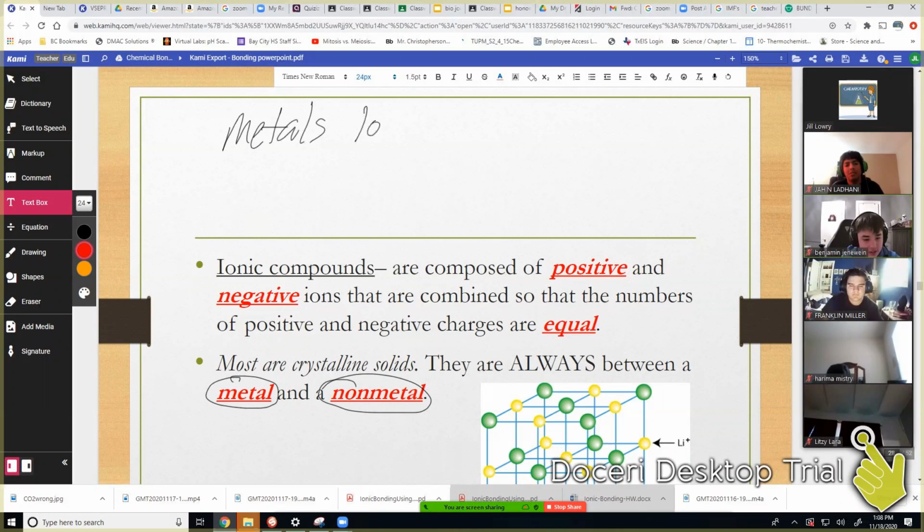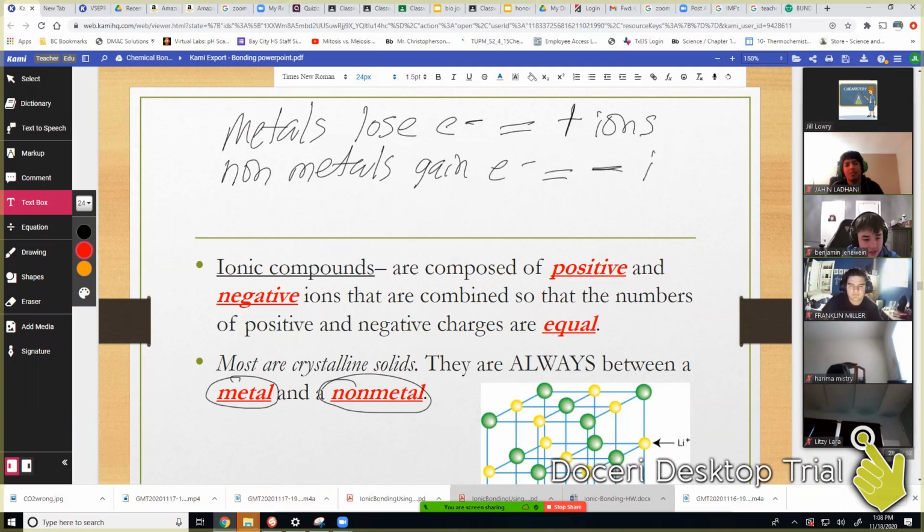Remember, your metals lose electrons and they become positive ions. That's what an ionic compound is. We're going to have attraction between positive cations and negative anions. My non-metals gain electrons and they become negative ions. And when they come together in an ionic compound, they should do so such that your positive and negative charges are equal. In other words, you want it to overall be a neutral compound.